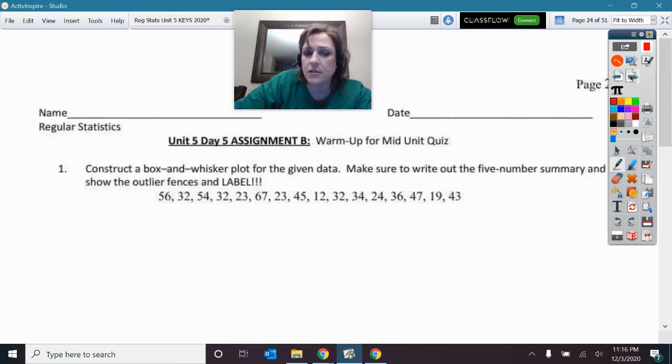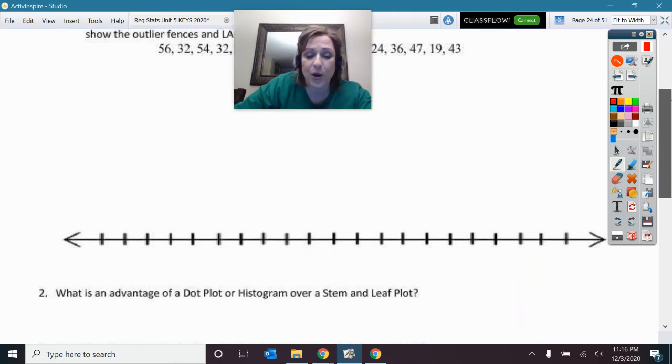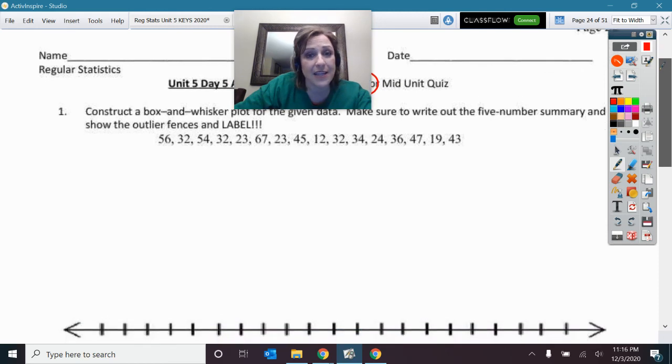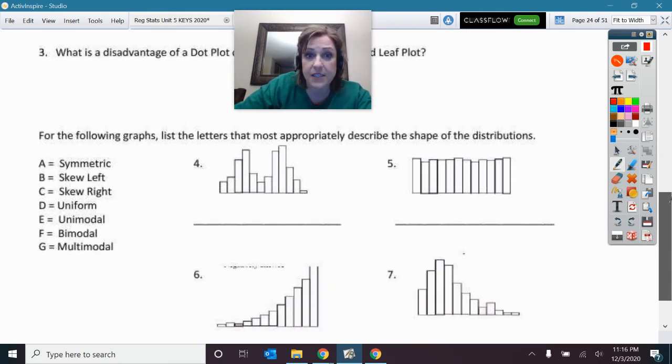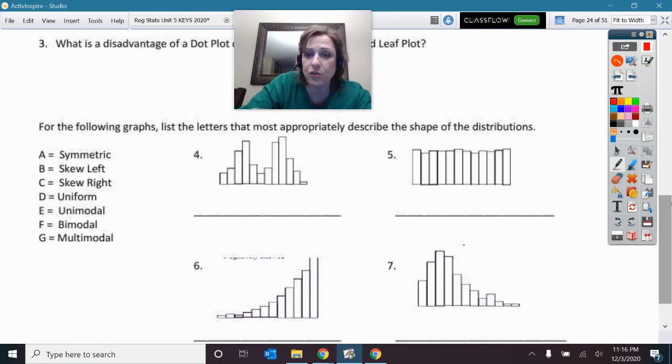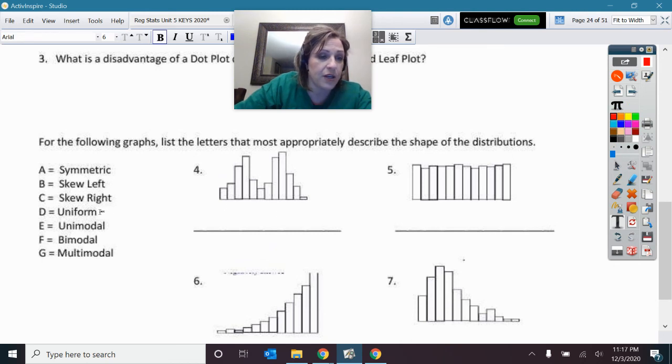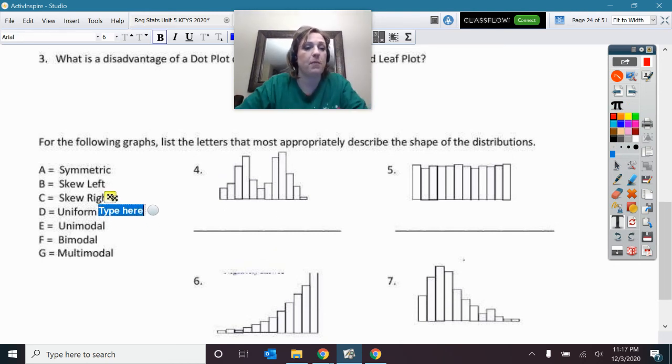Okay. And then this is going to be a warm up for your quiz that you're going to be having next class. So I'm going to throw this practice of making a box plot in here for you again: scale, box, fences, whiskers. And here, describing, putting in the correct shape and the mode. Remember that uniform is when you have no modes.